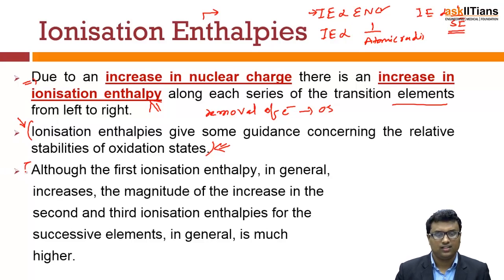Although the first ionization enthalpy in general increases, the magnitude of the increase in the second and third ionization enthalpies for the successive elements is much higher. You always know that if you are removing electrons, in most cases the third ionization enthalpy is greater than the second, which is greater than the first, because as more and more cations are formed, your effective nuclear charge increases or the radius decreases. That's why your ionization enthalpy increases.